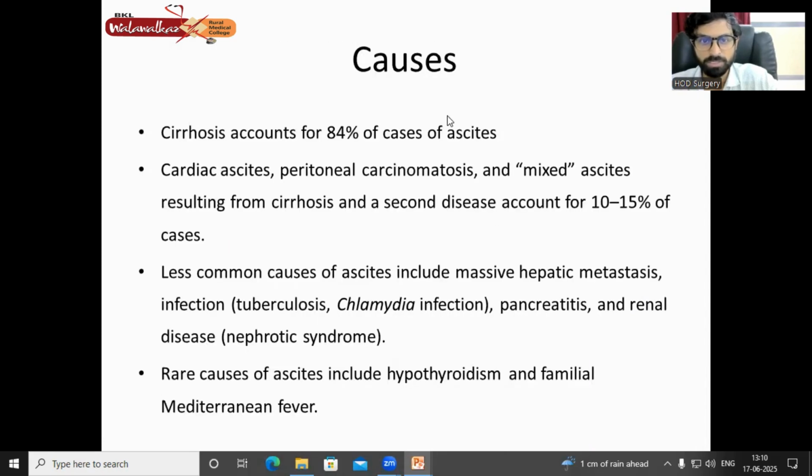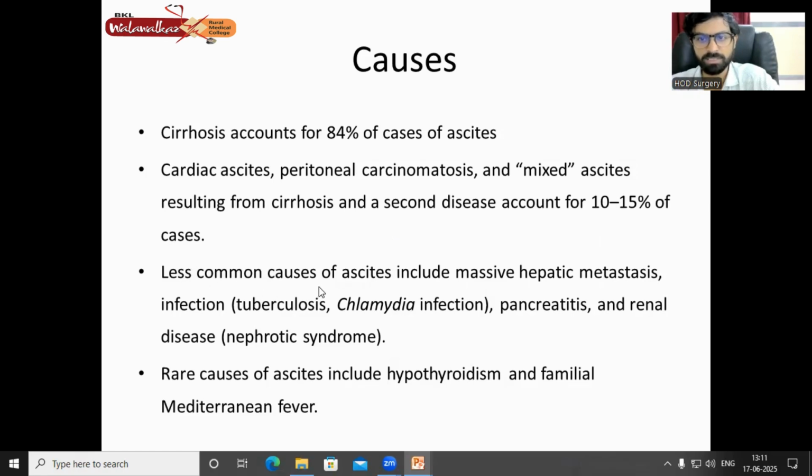Now we come to causes of ascites. The most common cause of ascites is cirrhosis, and it accounts for 84% of the cases of ascites. Cardiac ascites, peritoneal carcinomatosis, and mixed ascites due to a combination of different pathologies, like cirrhosis along with another pathology, account for 10 to 15% of the cases.